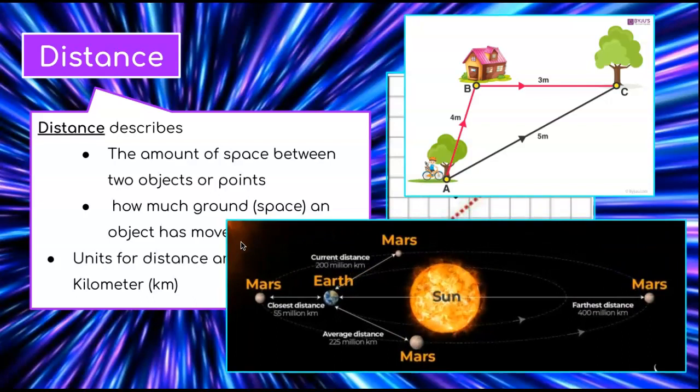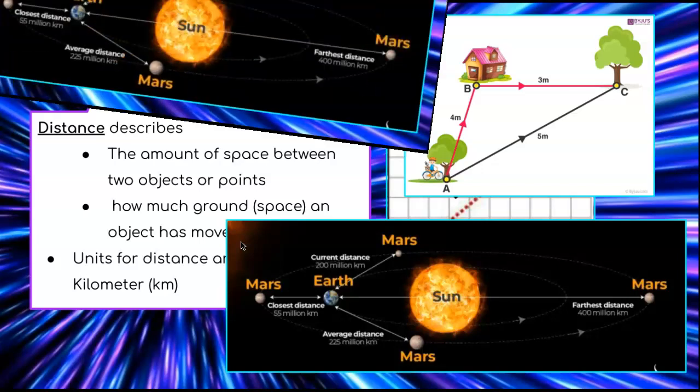Another example of distance is the space between our planet Earth and Mars, the planet that we are trying to land on. Now this is a distance that is constantly changing based on the orbit of Mars. But at the closest distance that these two planets can be from each other, they are 55 million kilometers apart. That's pretty far. That's a pretty long distance. At their furthest distance, Earth and Mars are 400 million kilometers apart, an even further distance. And that gives you a little bit of an idea of how much space Perseverance needs to cover in order to go from Earth to the surface of Mars.